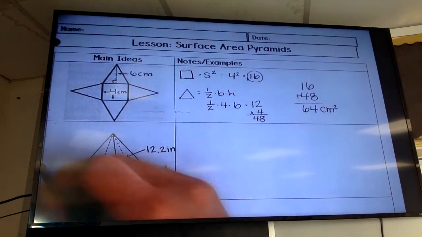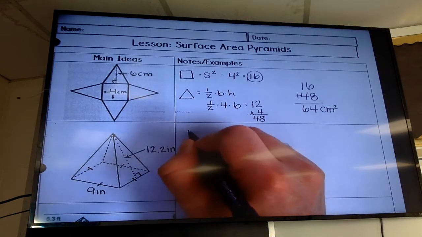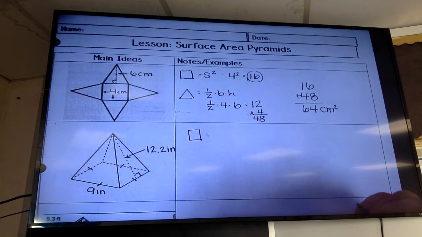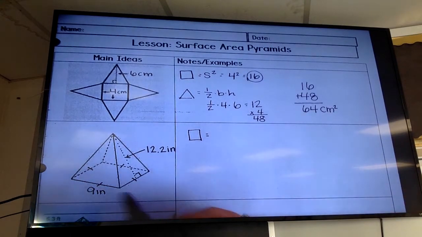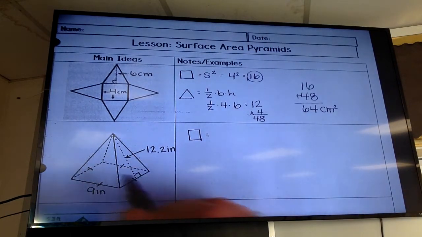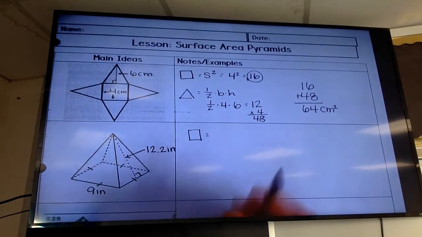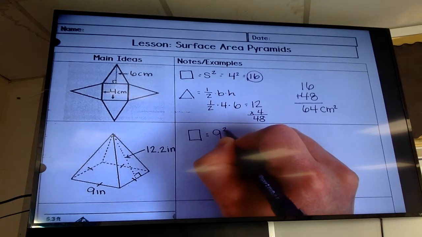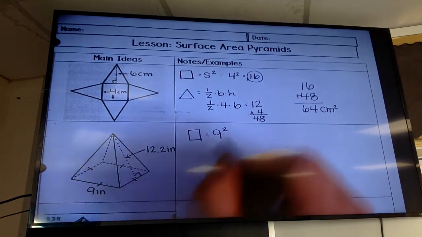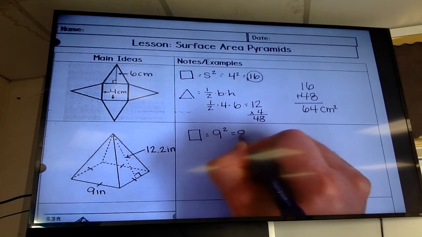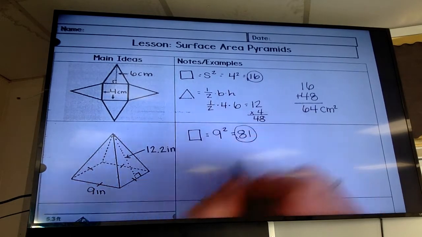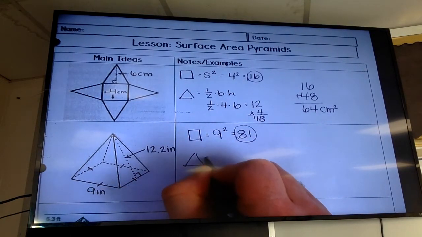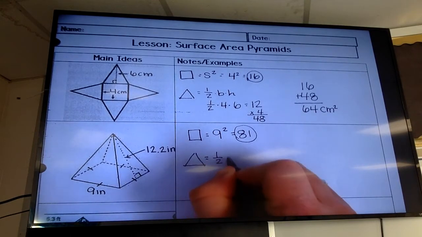All right, so this pyramid, again, is made up of a square and triangles. And all my triangles are the same because I have a square base. So I'm going to start with my square, and the side of the square is 9, so 9 squared equals 81. I'm going to circle it so I don't forget to come back to it. And then I have my triangular lateral faces.